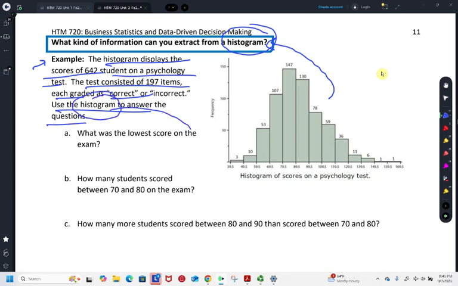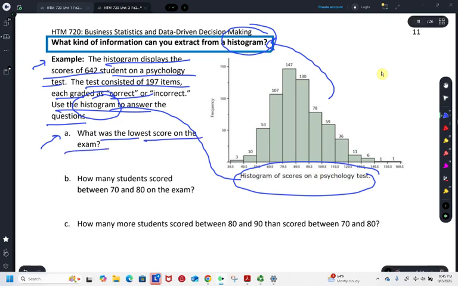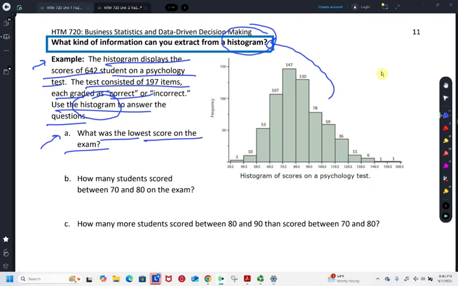Well, to get a little context, this is a histogram on the scores on a psychology test. And the first question here is, what was the lowest score on the exam? This is one of the drawbacks of a histogram. Even though we have the small number here, this might not necessarily be the smallest number.